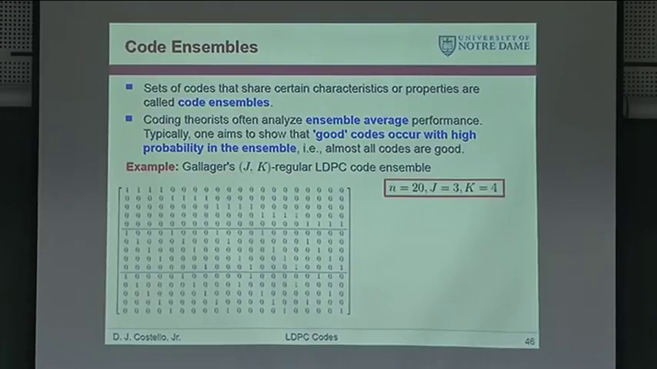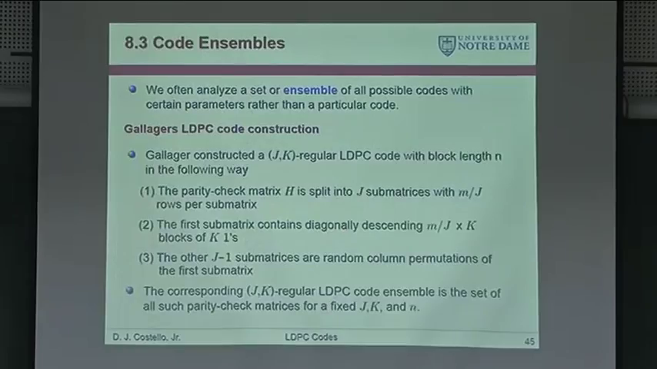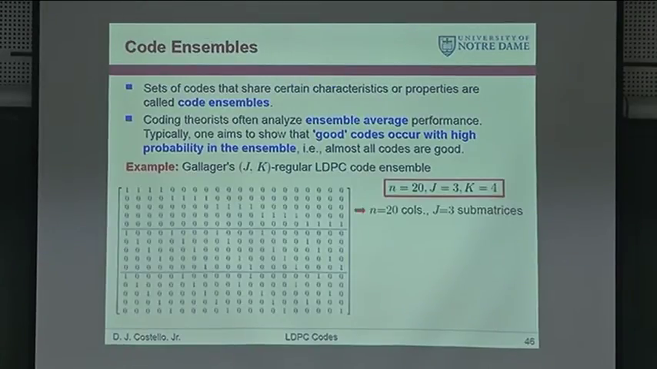So Gallager's ensemble, if we illustrate it here for n equal 20, Gallager's construction, j equal 3, that's the column weight, and k equal 4, the row weight. This is the regular code. So we have 20 columns. I'm sorry, I was thinking there were m over j submatrices. There's not. There's j submatrices, m over j rows in each submatrix. So that's what we do here.